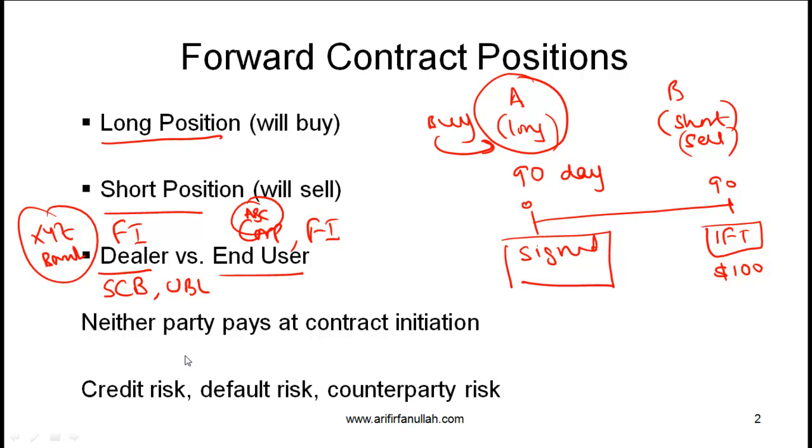In the context of forward contracts, you should also understand what credit risk, default risk and counterparty risk mean. These terms are all synonymous. Coming back to my original example of A and B, when A and B sign this contract, both parties are taking some credit risk. Why? Let's look at A's perspective. What is the credit risk for A? The credit risk that A is taking is that on day 90 party B will not deliver. That is the risk that A is taking, and that's called credit risk.